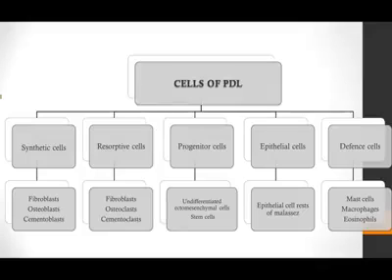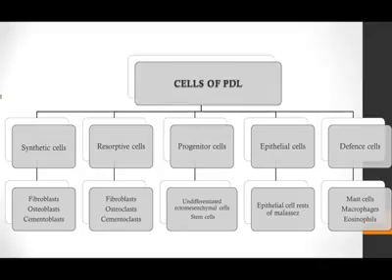The cells of the PDL are basically divided into different cell types according to their functions or origin. The synthetic cells are the cells that produce certain tissues. Then the resorptive cells are the ones that resorb the tissues. Progenitor cells are the ones that could be a source of new cells. Then we have the epithelial cells, which are epithelial in origin, and then we have certain cells which have defensive functions, so we classify them as defense cells.